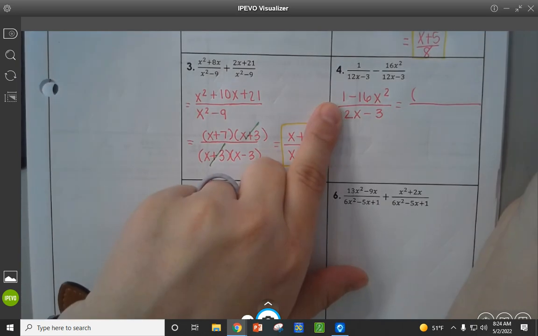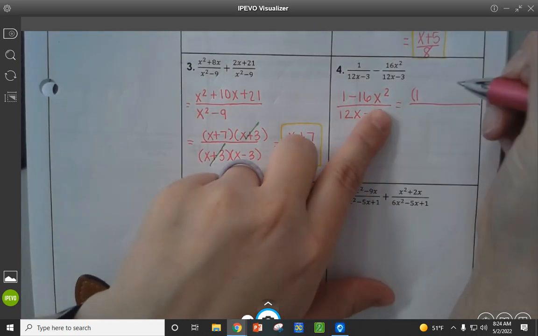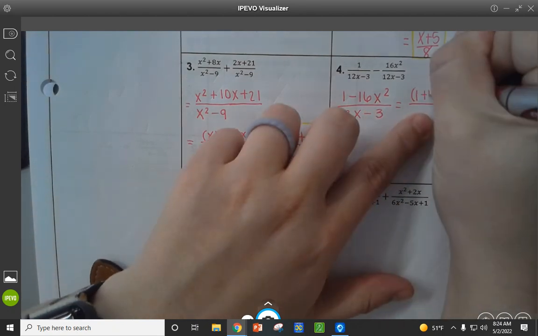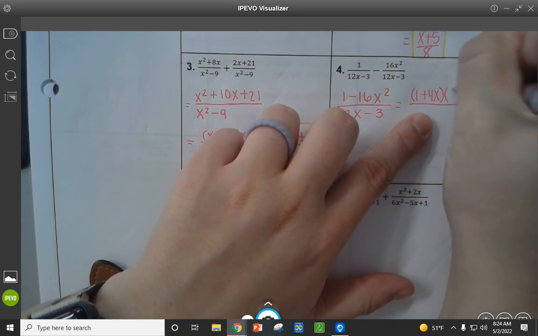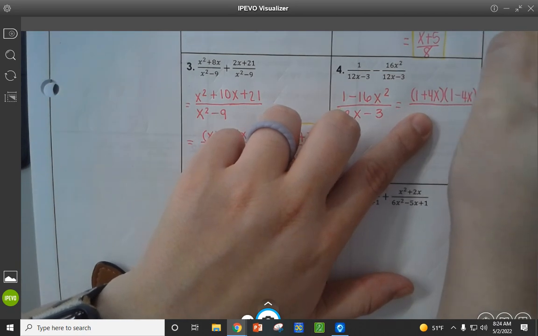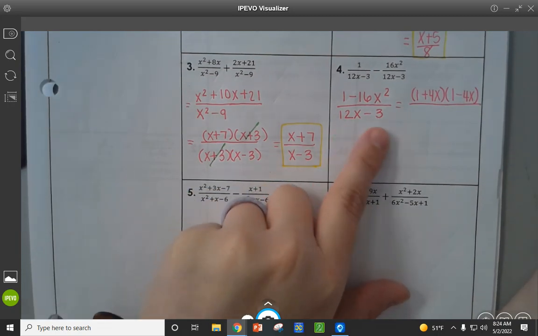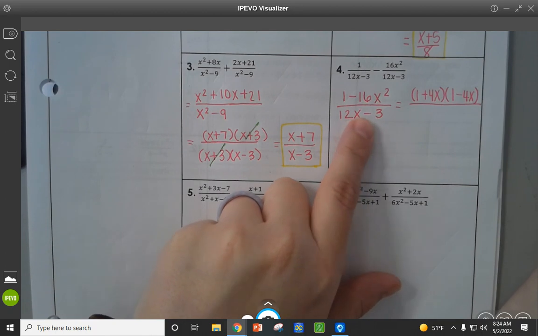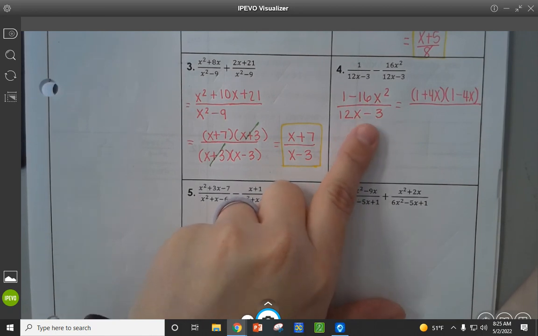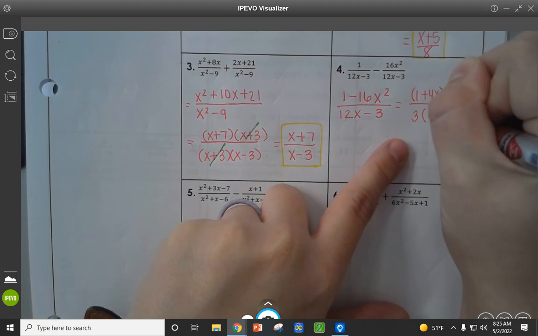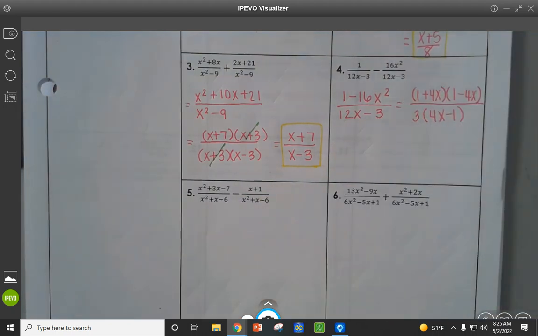What's the square root of 1? What's the square root of 16x squared? 4x. So it'll be 1 plus 4x and 1 minus 4x. Is there a GCF in the bottom? What is it? 3. So 3 and then 4x minus 1.